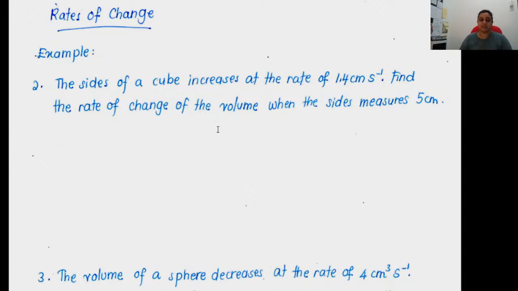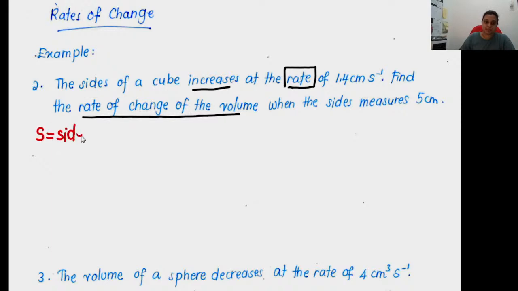The sides of a cube increase at a rate, you see the word here, rate, of 1.4 centimeter per second. Find the rate of change of volume when the side measures 5 cm. First of all, let's identify what letters to use. So I'm going to use S for sides, and the other one I'm going to use V for volume. So usually you identify and write it down.